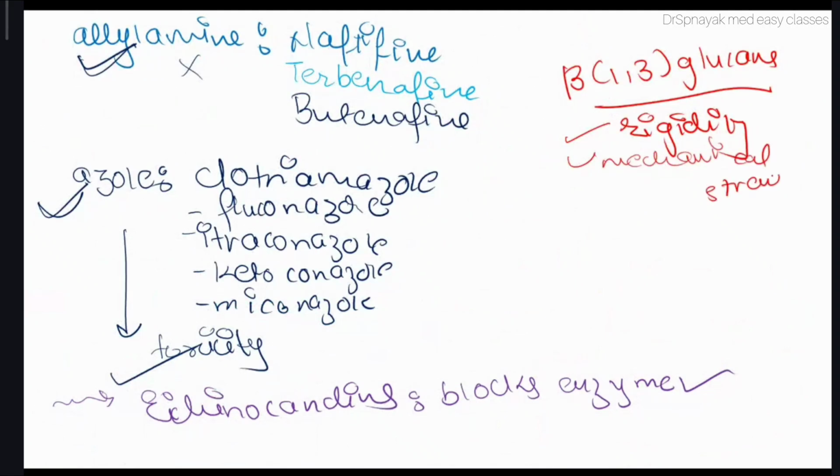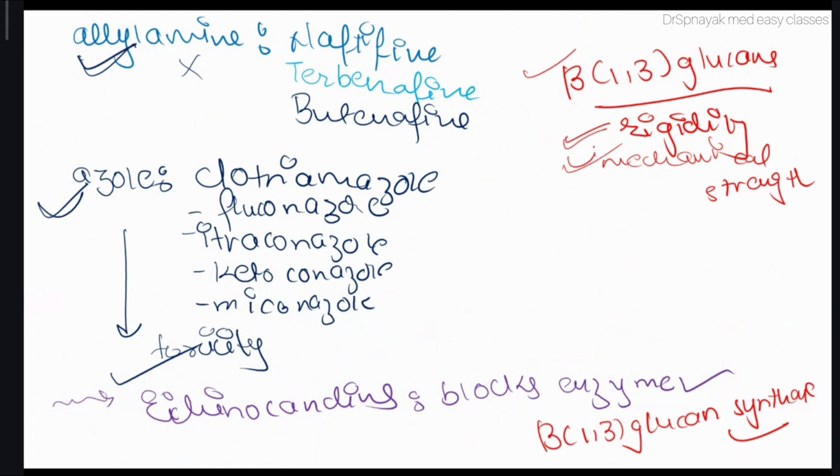Now, what is the name of this enzyme? This enzyme is called beta 1 3 glucan synthase, which is present particularly in the cell wall of the fungus, responsible for the synthesis of beta 1 3 glucans, which have the function of maintaining the rigidity and the mechanical strength.